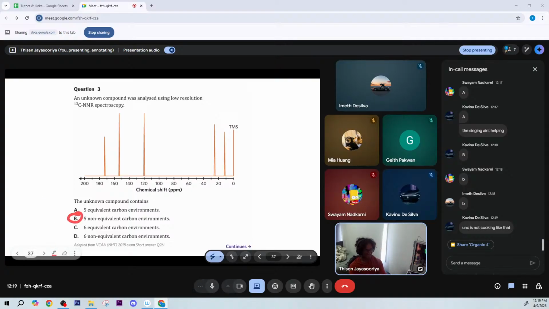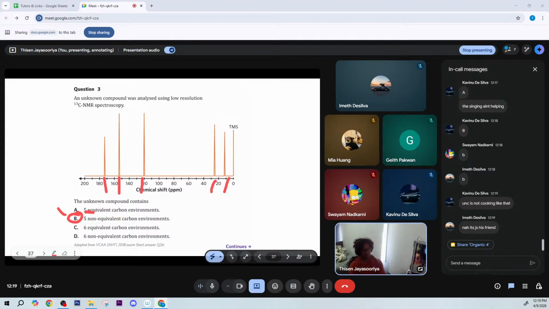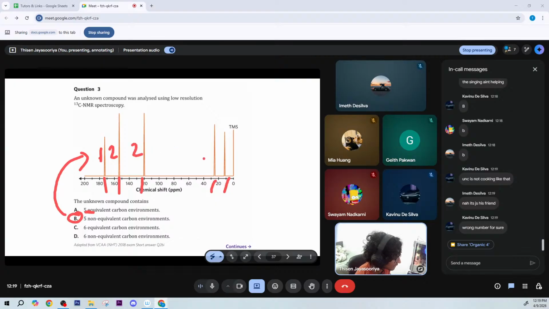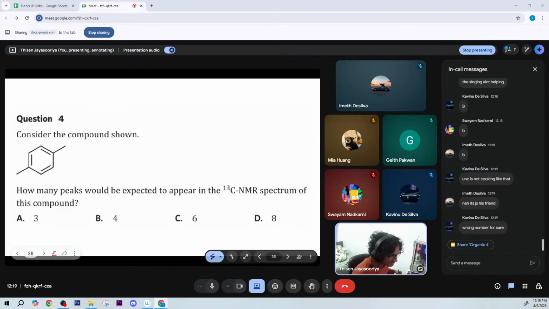Okay. Yeah, the answer is B. It's just this one. So yeah, we have the 1, 2, 3, 4, 5 environments, and they're non-equivalent. If they were equivalent, then we'd talk about how many carbons there are in total. So here, this is like a 1 to 2 to 2 ratio. This is such a weird ratio. Anyway, don't worry about this. Here, how many peaks would it be expected to appear in the CNMR spectrum of this compound? How many would you expect to appear in the CNMR of this compound?